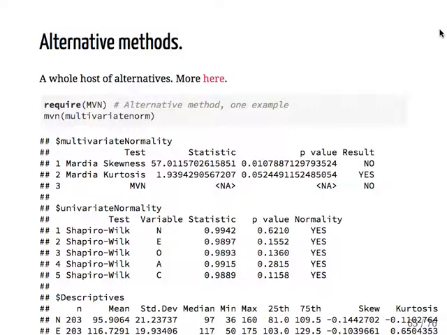There's a whole host of other alternatives, and one you can do is the multivariate norm test, and this will use skewness and kurtosis. It will print you some values, and it will say yes, no, this is a problem. And so in this case, it's spotted a problem with kurtosis.